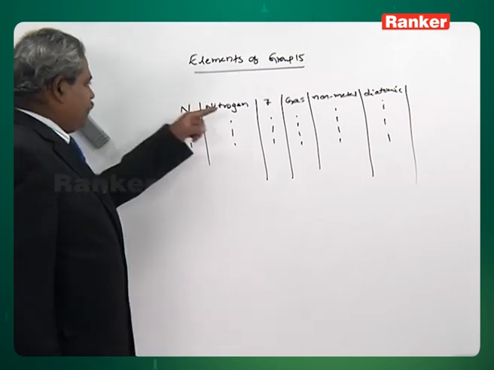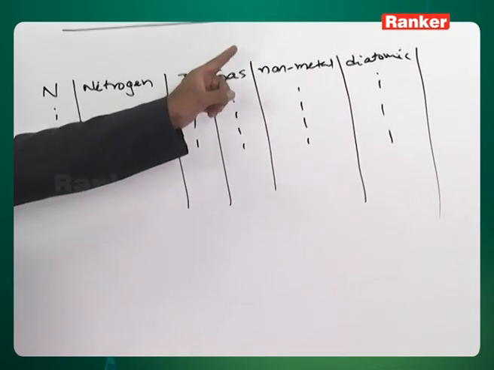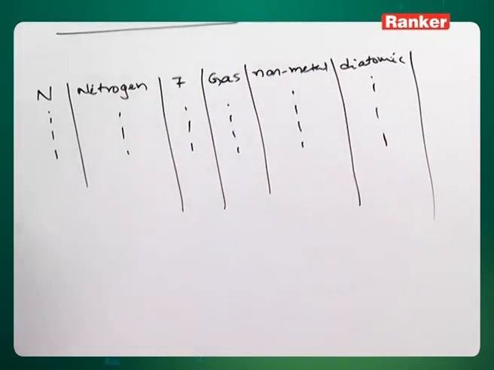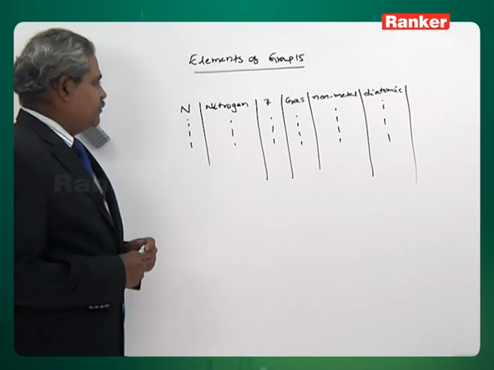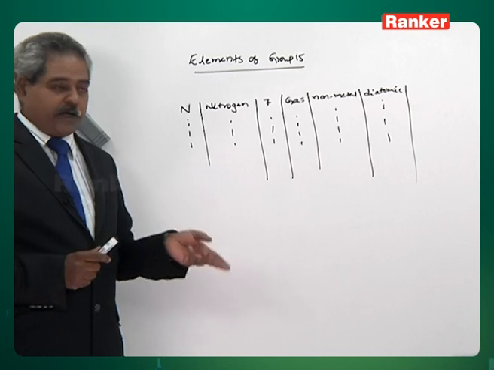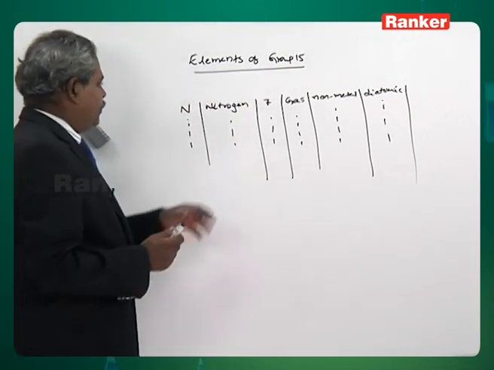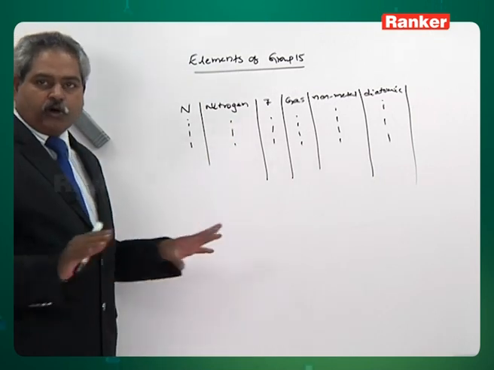Oxygen's atomic number is 8, that again is a gas, a non-metal, and also diatomic. Oxygen, of course, has two forms, O2 and O3, diatomic as well as triatomic. So you should be able to imitate the same for all groups.